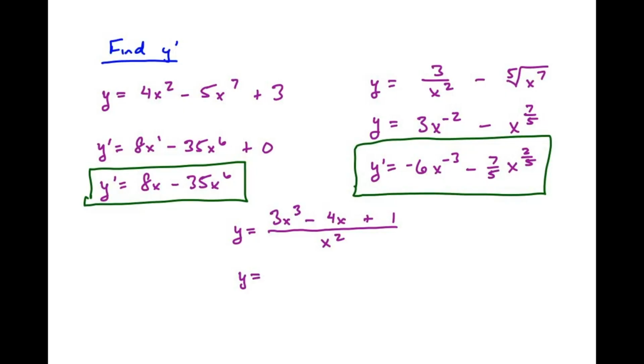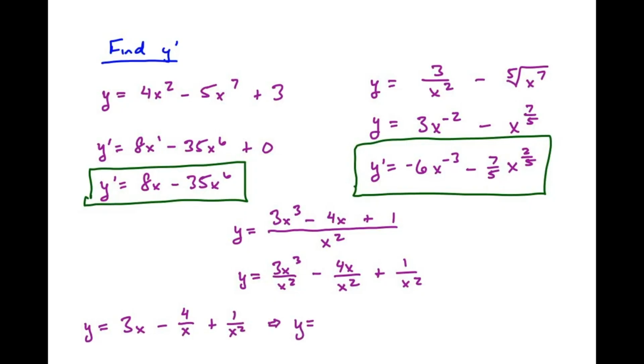So we can split it up into all of the terms in the numerator divided by x squared. Rewriting that, that would be 3x cubed over x squared minus 4x over x squared plus 1 over x squared. Again, I can't quite do the power rule until I simplify all of these. That'd be 3x minus 4 over x plus 1 over x squared. Continuing to manipulate this function into x to different powers, that'd be 3x minus 4x to the negative first plus x to the negative second.